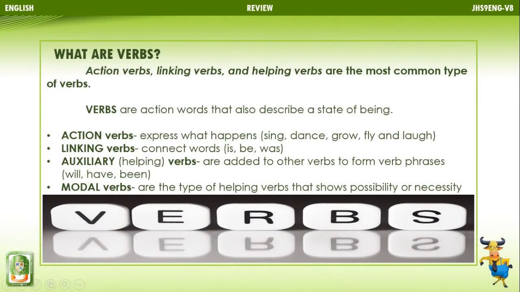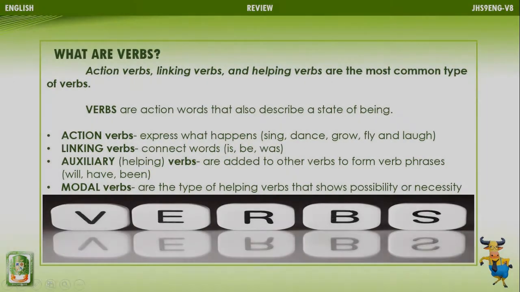Modal verbs. Action verbs, linking verbs, and helping verbs are the most common types of verbs. Verbs are action words that also describe a state of being. Action verbs express what happens: sing, dance, grow, fly and laugh. Linking verbs connect words: is, be, was. Auxiliary, or helping, verbs are added to other verbs to form verb phrases: will, have, been. Modal verbs are a type of helping verb that shows possibility or necessity.